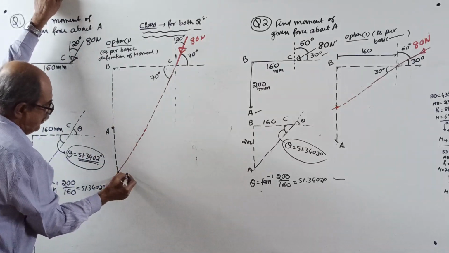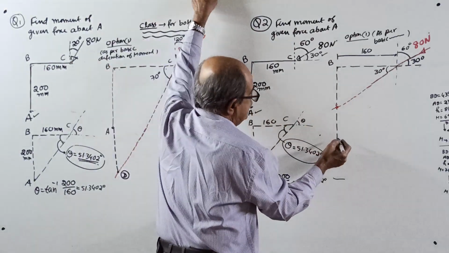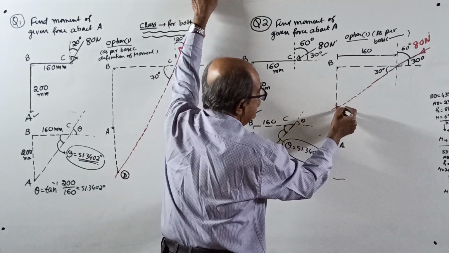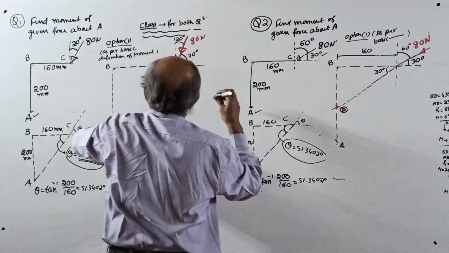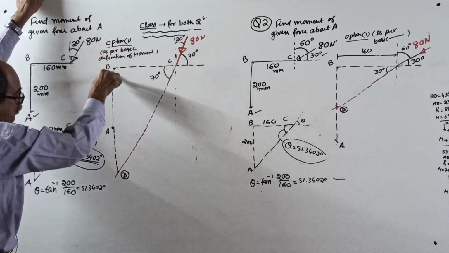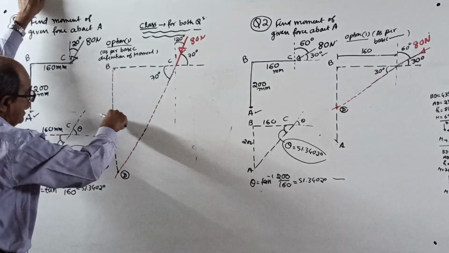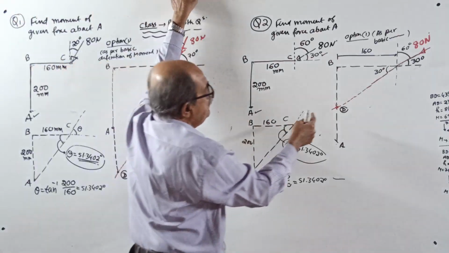Let that intersection point be D. The point where the line of action of the force cuts the vertical line through B. If required, extend it. Let it be D. Here it will cut after extension. Here it will cut before extension.